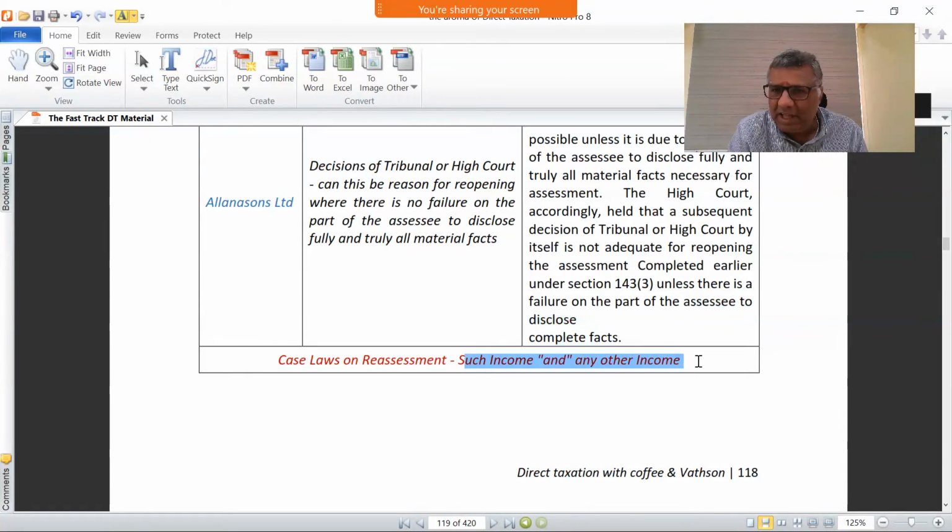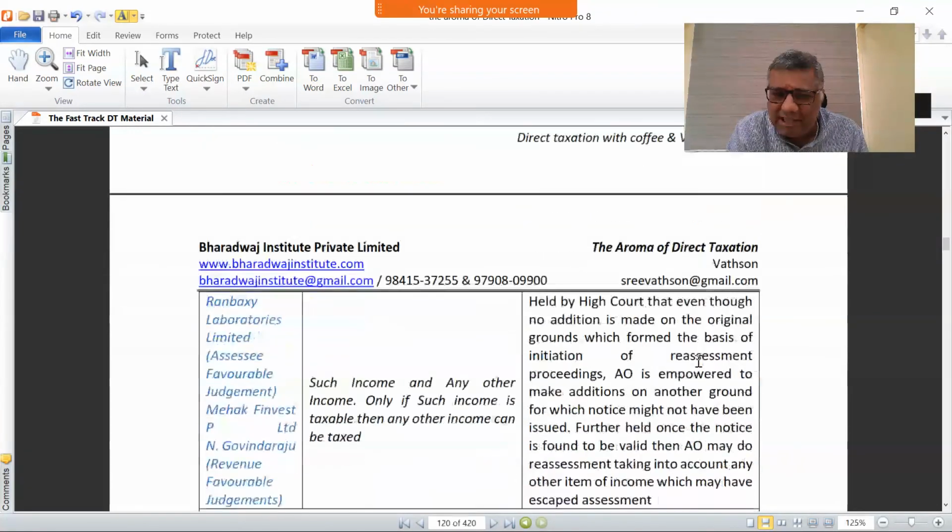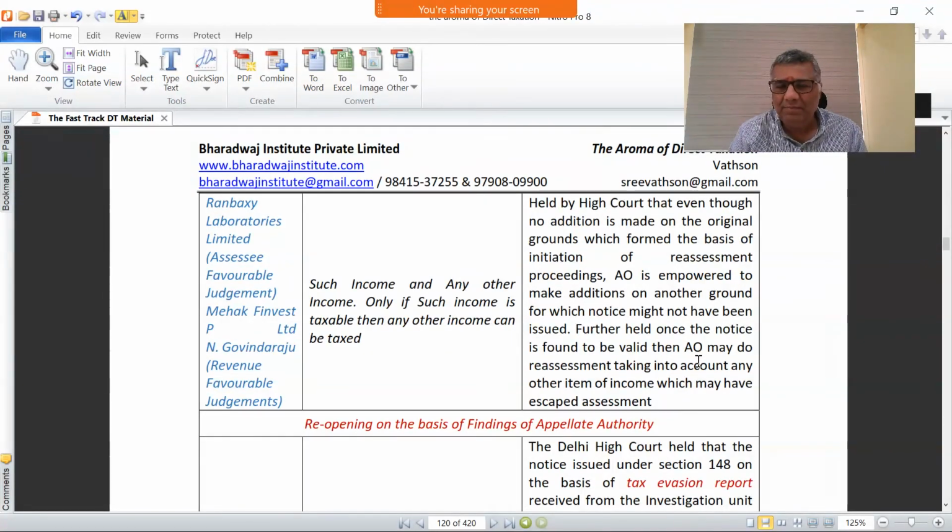Such income and any other income. This is also a very interesting case law in 4 cases. I issued a notice for one income and that became not taxable. But during the process, I find some other income escaping assessment. The assessee contended that the purpose for which you have issued the notice is quashed, so you cannot tax any other income also. In the Ranbaxy case law, it was upheld by the court. When such income failed, any other income also failed.